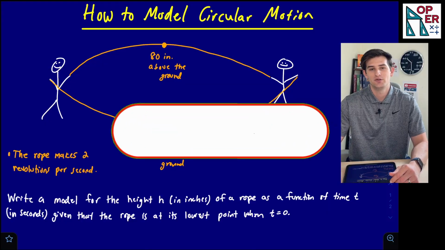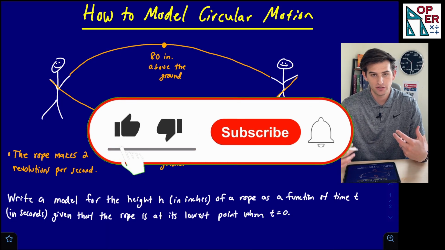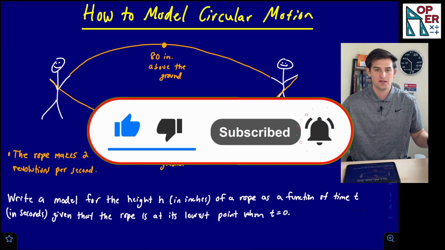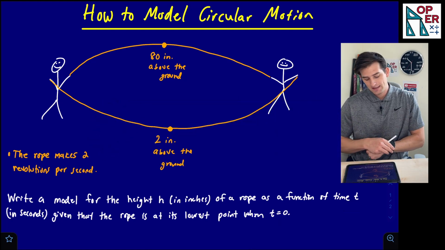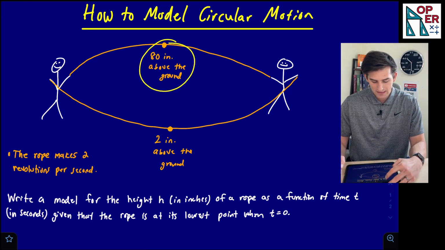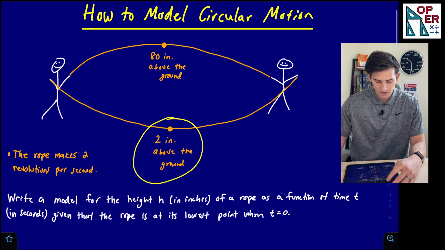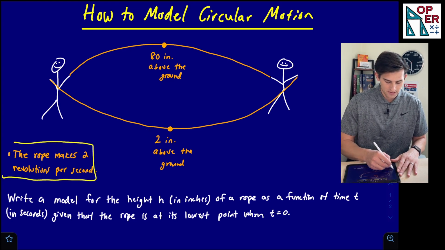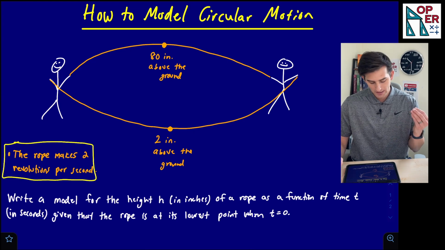Hello everyone, in this video we're going to talk about how we can model circular motion. So let me paint you a picture here. We have two people holding, I guess you call it double dutch, right? Two ropes, we're swinging them around. And at the highest point, the rope is 80 inches above the ground. We see that right here. And at the lowest point, the rope is 2 inches above the ground. And we see over here a little bit of a note that the rope makes 2 revolutions per second.